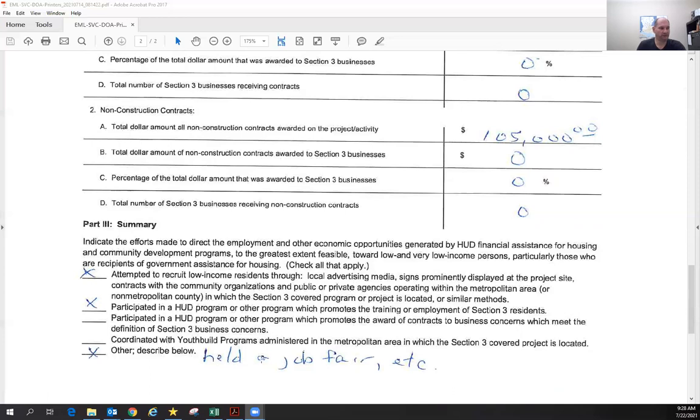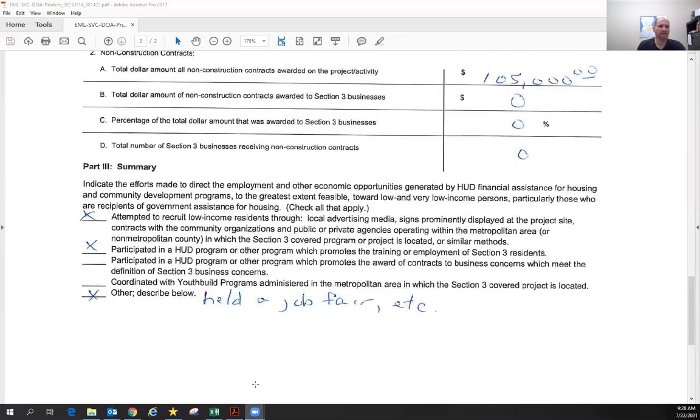So anything that you've done, you just go ahead and list it all here. And that's the way you do the Section 3 report.